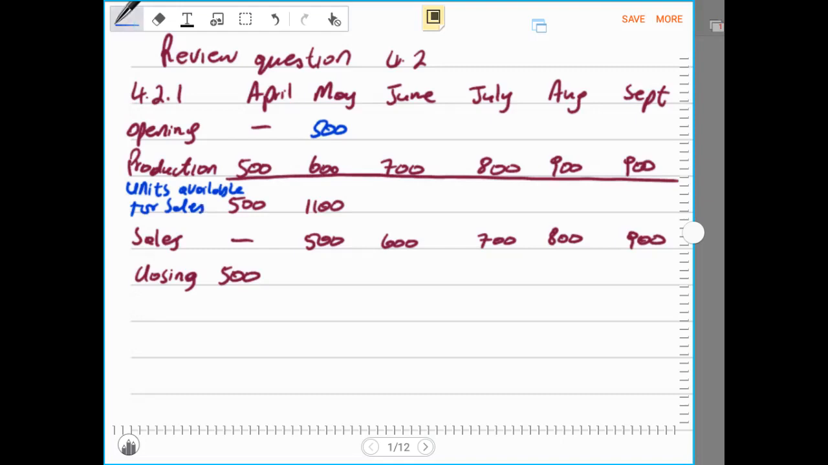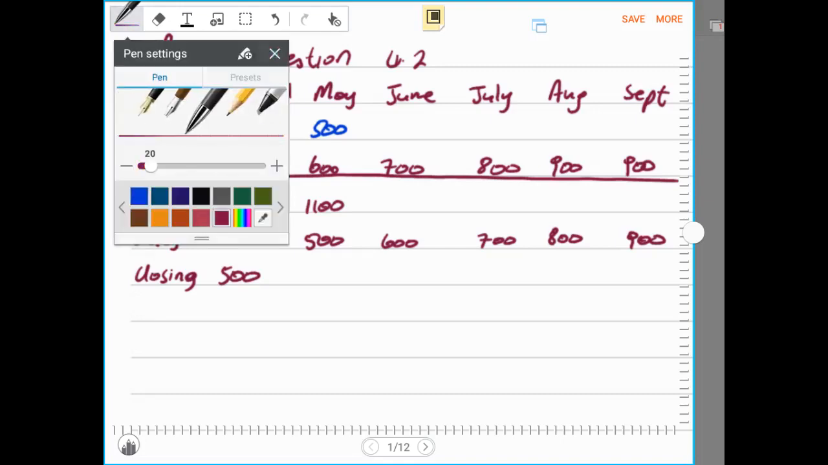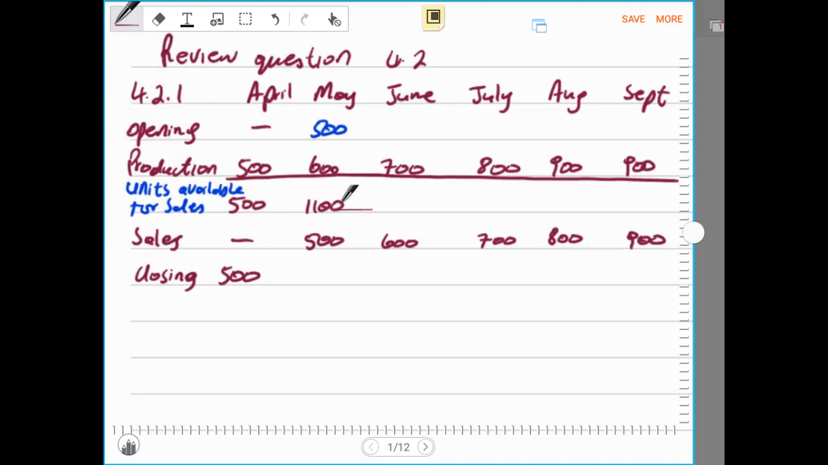So now we have 1100 of the units that were available for sales in the case of May. Then you say 1100 less sales. Sales are always in brackets, because sales are reducing the units that were available for sales. Then 1100 less 600 will give us 600 units, and 600 units is the closing.